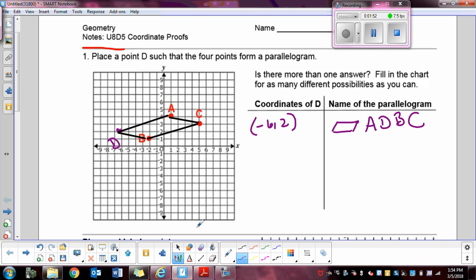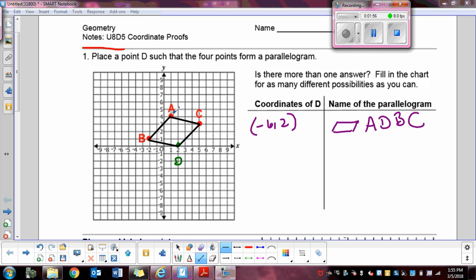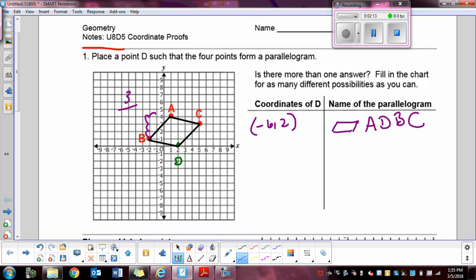All right, so there's other ways we can make this parallelogram. Let's try another way. What I did is I looked at the slope from B to A. I went up 1, 2, 3, so that's +3 over, to the right 1, 2, 3, so 3 over 3. So I just did the opposite from C to D. I went down 1, 2, 3, and then to the left 1, 2, 3. And I found out that this is the point for D.